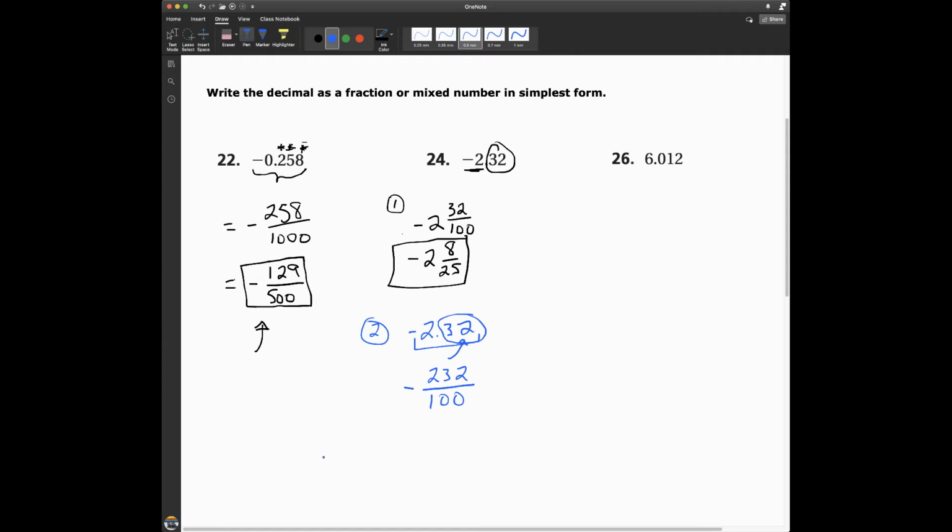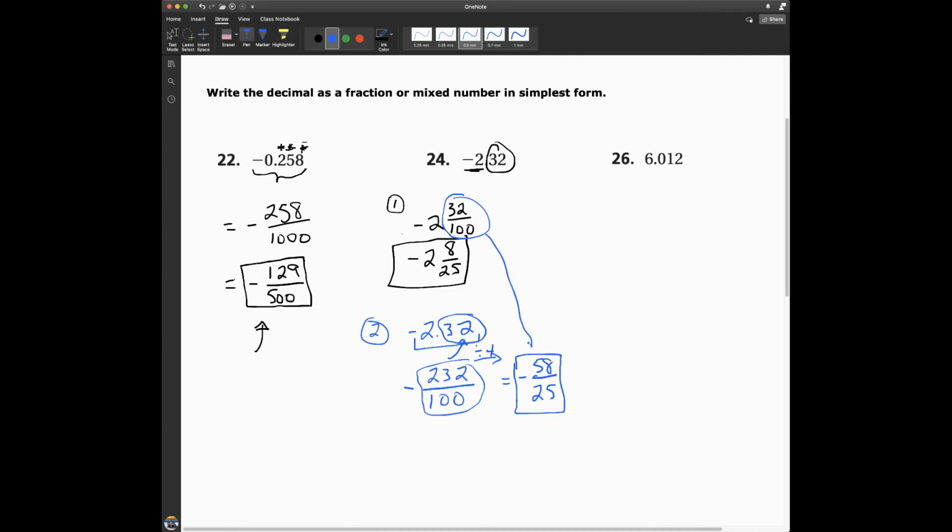And now, can you simplify this? Well, if you could simplify this by dividing by 4, you can divide this numerator and denominator by 4 as well. So we divide the numerator by 4, and what do we get? We get 58 in the numerator, and then in the denominator, 100 divided by 4 is 25. All right, and so now we have written our answer as an improper fraction.